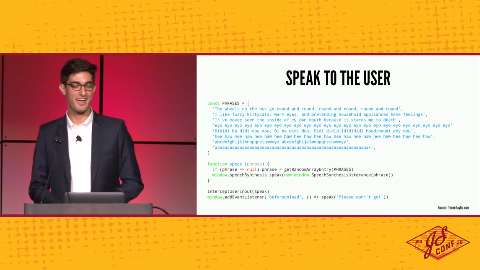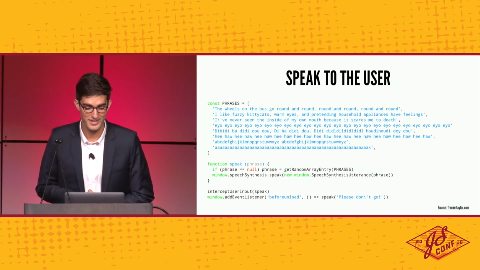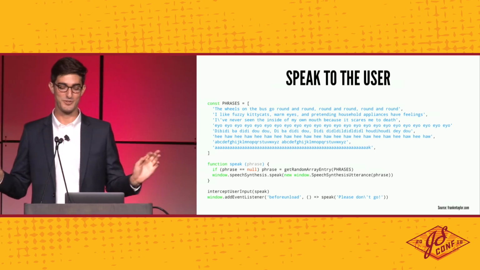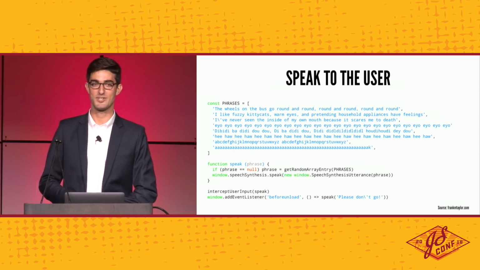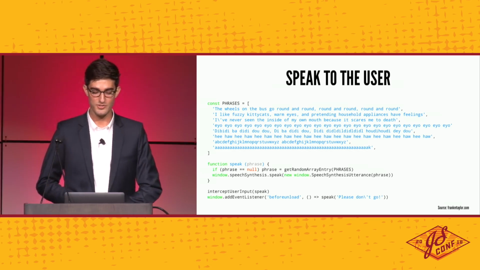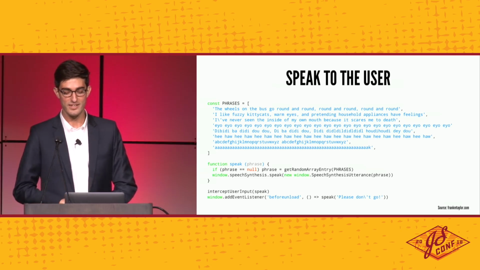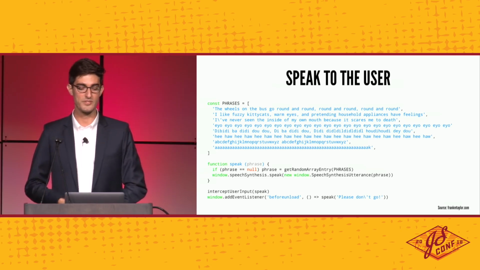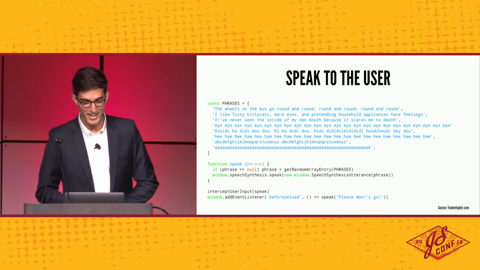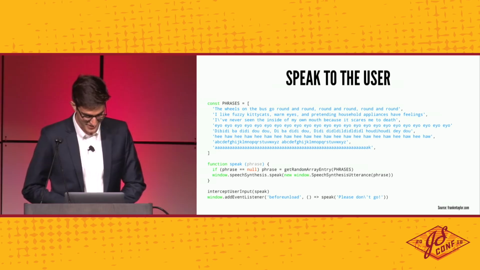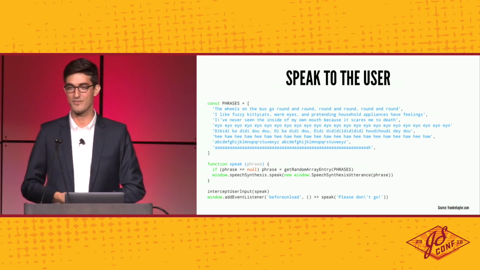Okay, one more. So we got speaking to the user. This one is great. This one's actually really great. So we can use the speech synthesis API, which lets you pass text to a special function, and then it will read it to the user. And so I have these nice phrases here that I found, which are extremely annoying when read in a computerized voice. Especially all the A's there. That one is great.